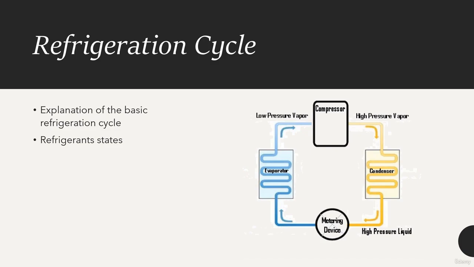Refrigeration systems can be found in various applications, including air conditioning units, refrigerators, freezers, industrial cooling processes, and more. Different refrigerants and variations in the cycle may be used depending on the specific application and efficiency requirements.